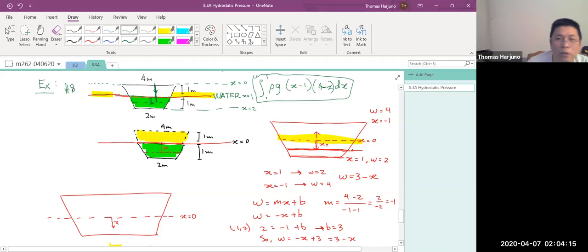So actually, in this couple of minutes, I showed you 3 different ways to do this same problem. So 3 different people may come up with different setups, but the final answer will be the same. Okay, that's where I will stop.